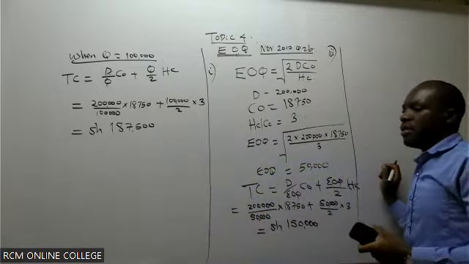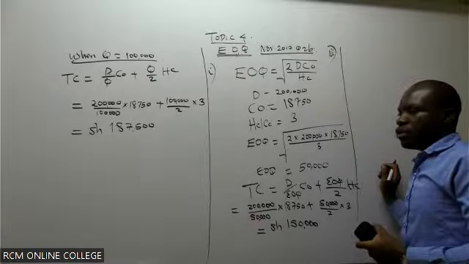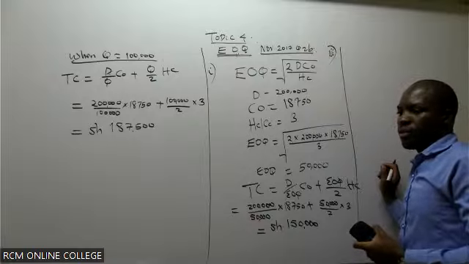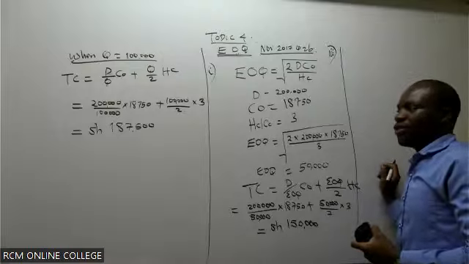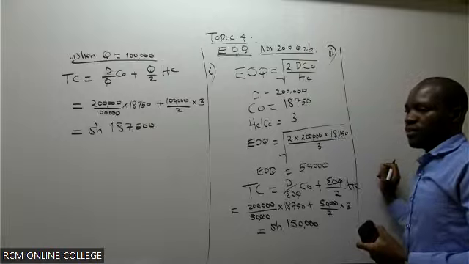How would you advise this company? What quantity should they order? Is it 100,000 or 50,000 units?